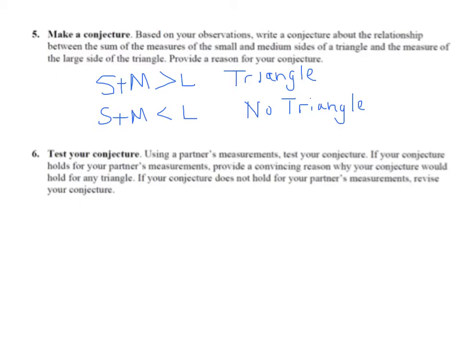You're going to get a scenario where you get something like this, where you have 2 pieces and then you have this long piece, and that's not going to make a triangle. You need a minimum of a little bit more than the long piece to make the two smaller pieces. So I happened to check my conjecture, and yes, in fact, it does work.